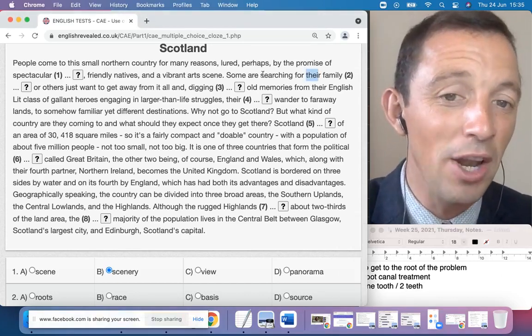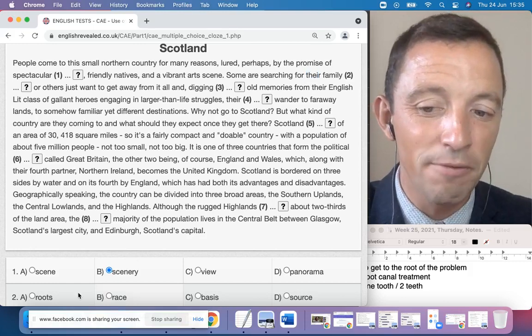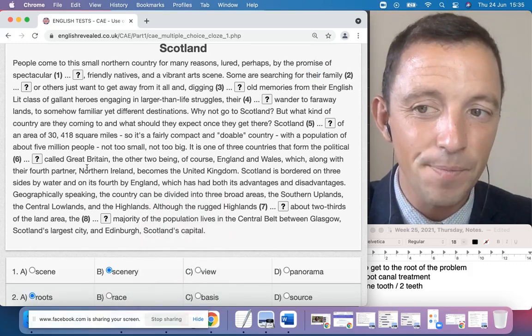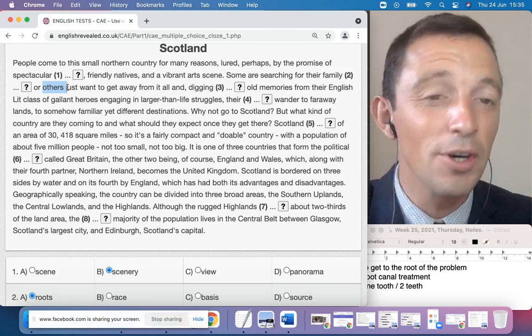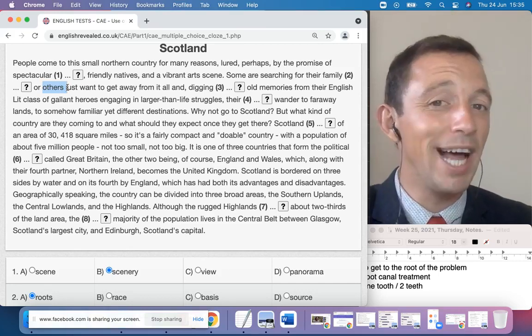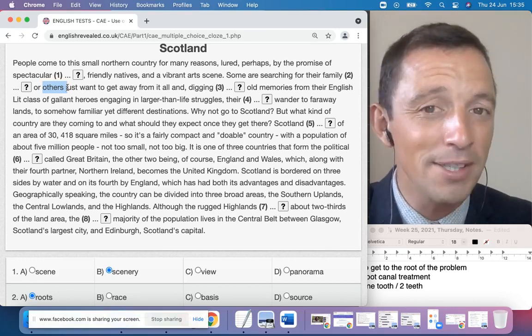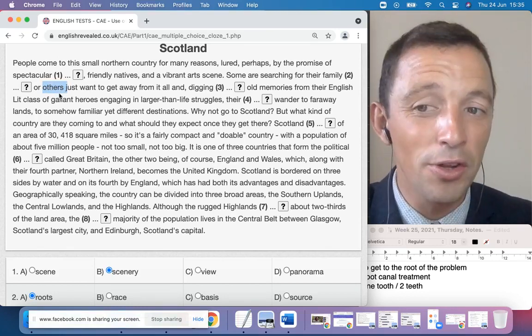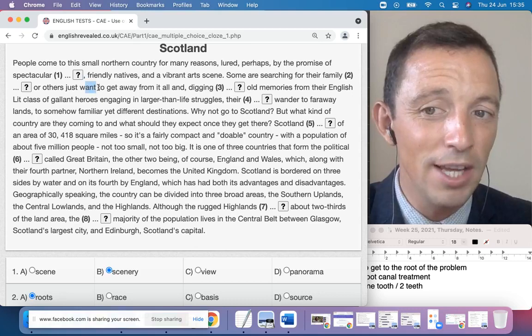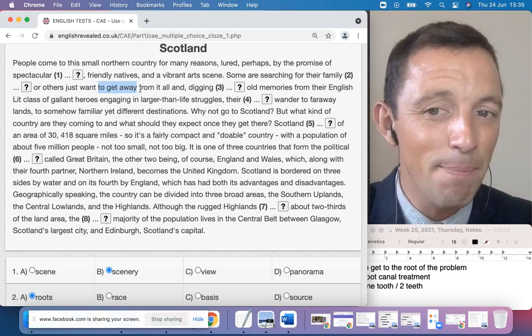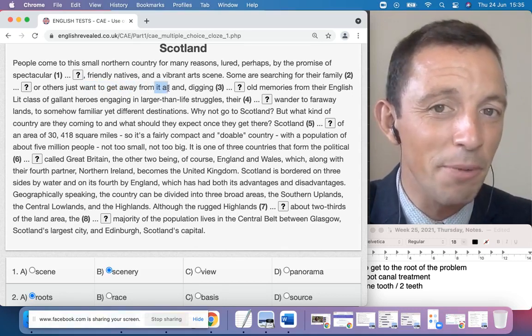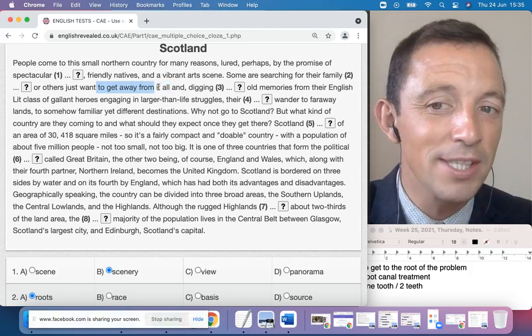So some are looking for their family roots. For this reason, I think it is the best. Or others, other people, and remember the difference between another, other, the others, the other. So there's 4 possibilities, and here it's the group. Others just want to get away, to escape from everything, from it all, to get away from it all, to escape from everything.